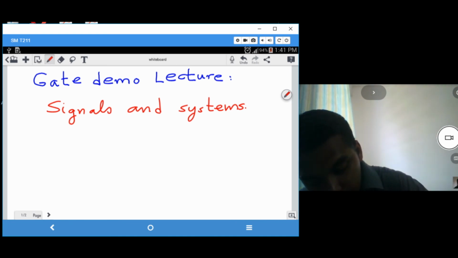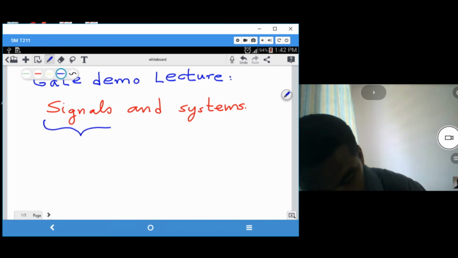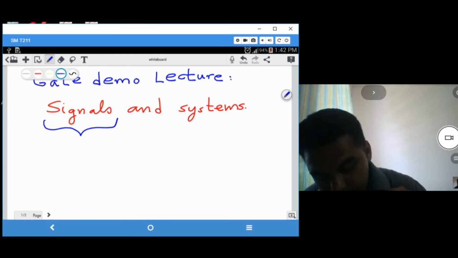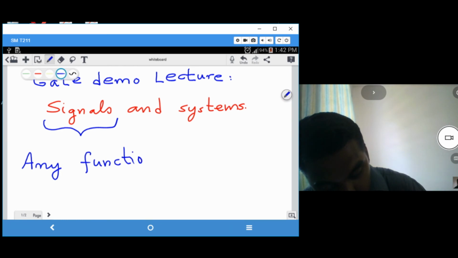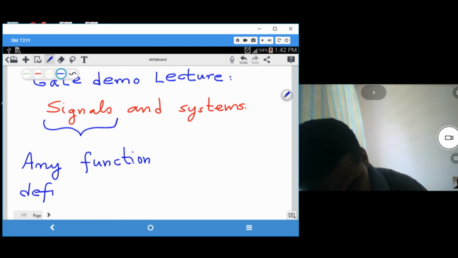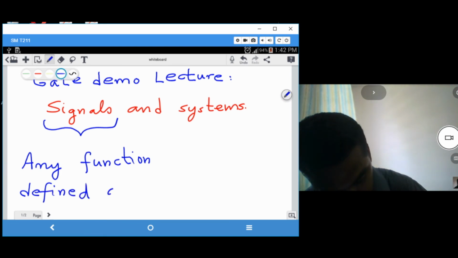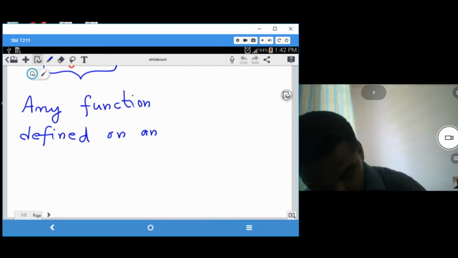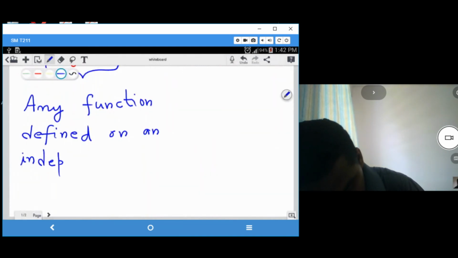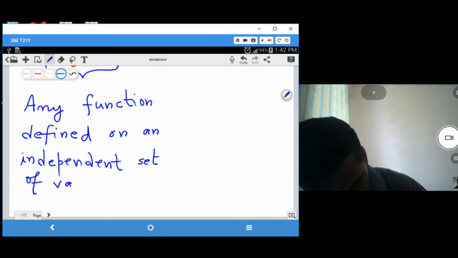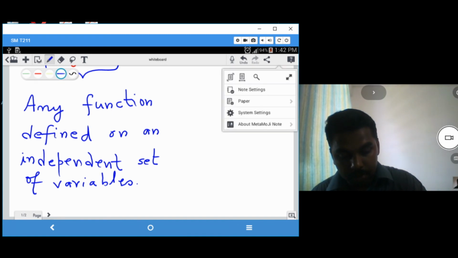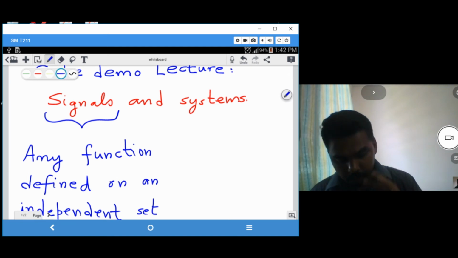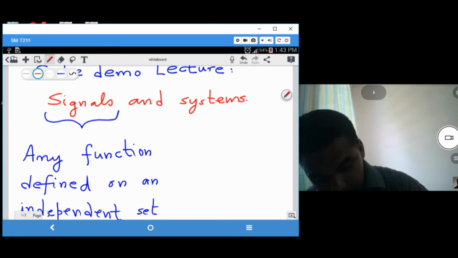So let us see what it means by a signal. A signal is any function defined on an independent set of variables. Now let us see a few examples of a signal so that it is made clear. Let us pick up the first keyword of this definition, which is a function.